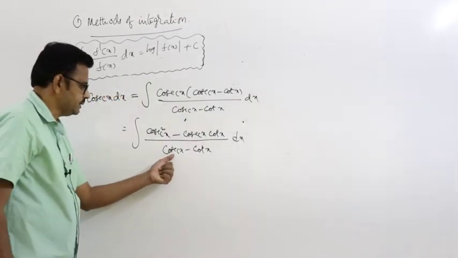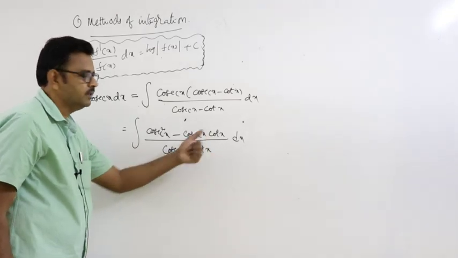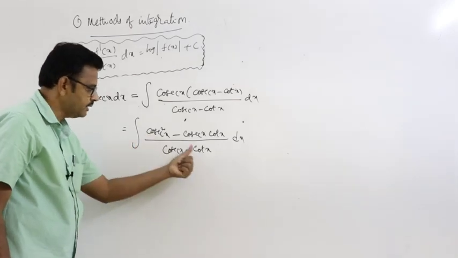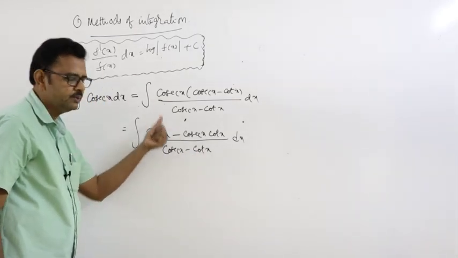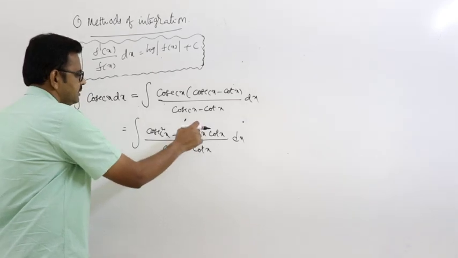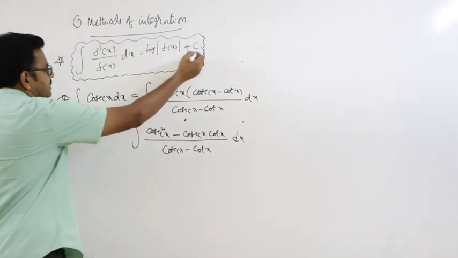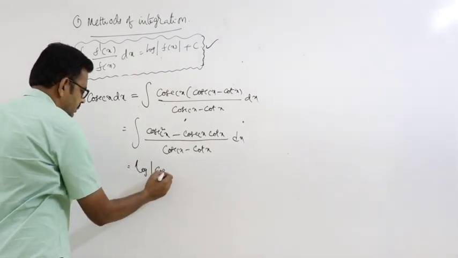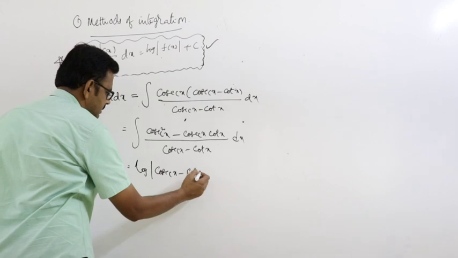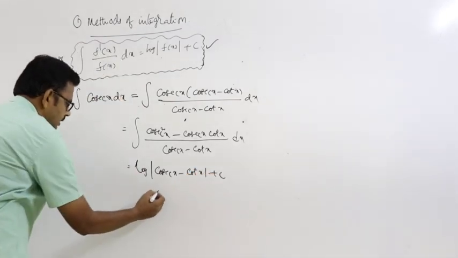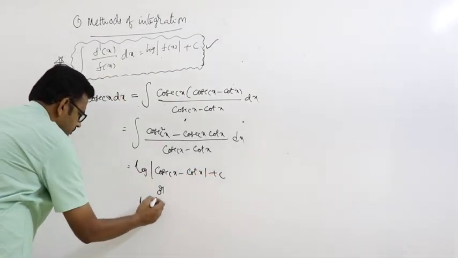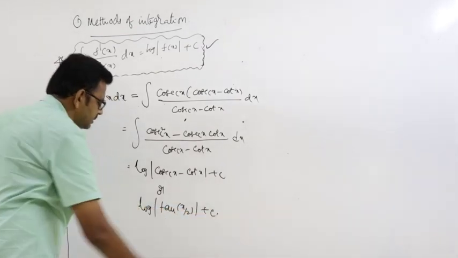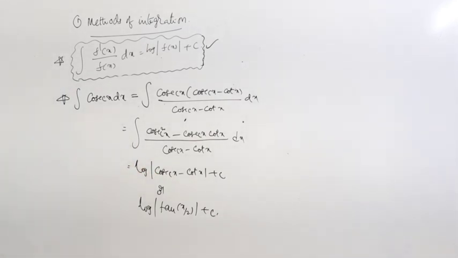Now the derivative of cosecant x is minus cosecant x into cot x. Derivative of cot x is minus cosecant square x, so derivative of minus cot x is plus cosecant square x. So this is f of x, this is f dash x. By using this, log mod f of x, that is log of mod cosecant x minus cot x plus c, or this is also log of mod tan x by 2 plus c. Similarly, in the previous sum, you can go through and get the result.